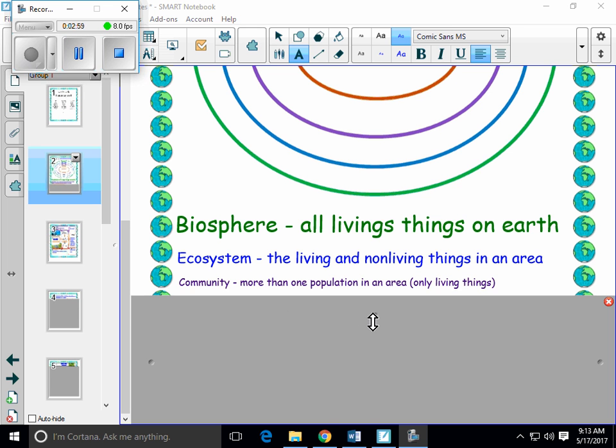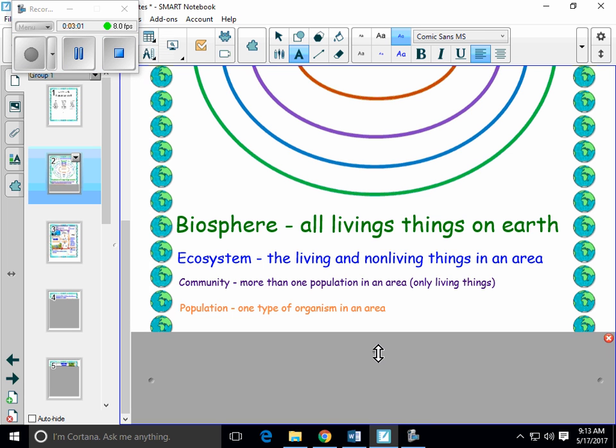And then if we get even smaller, we get more individualized. That is where the center of the circle is really, really small, a population. Population is just one kind of organism in an area. So if we think of what I just listed for the community, pick one of those things, and that's one population.